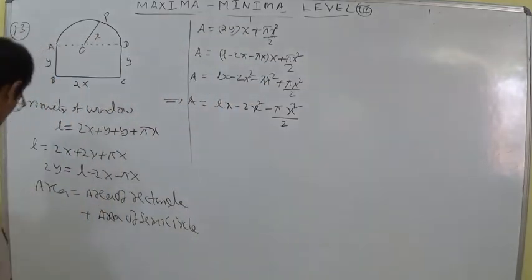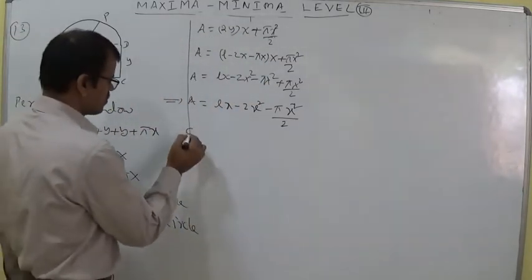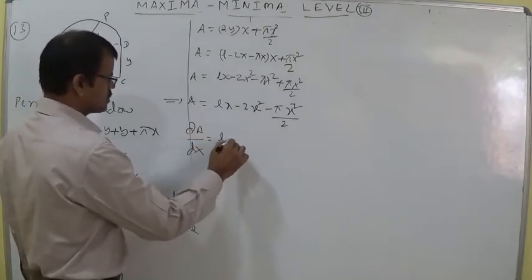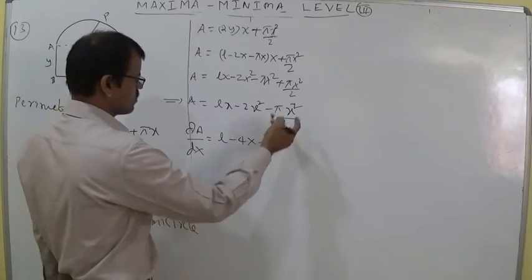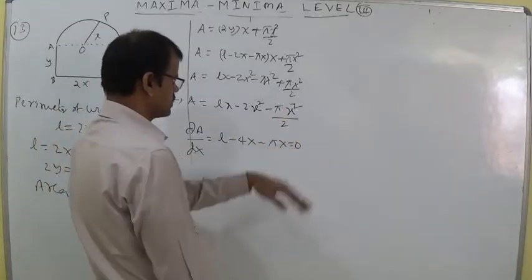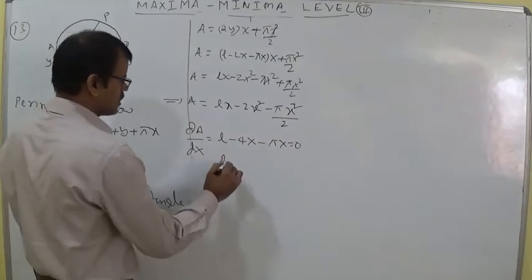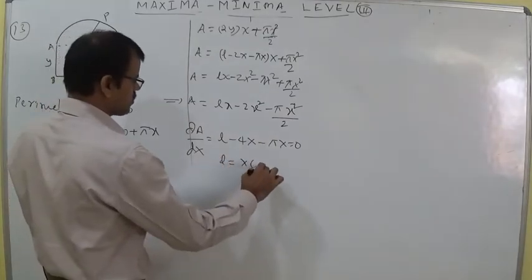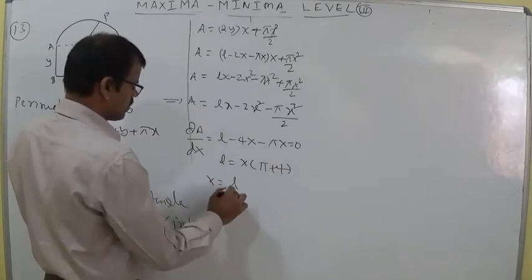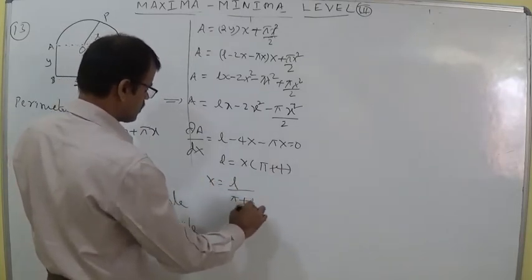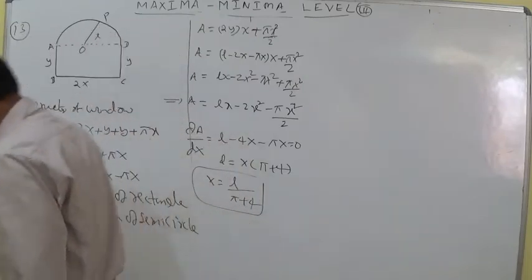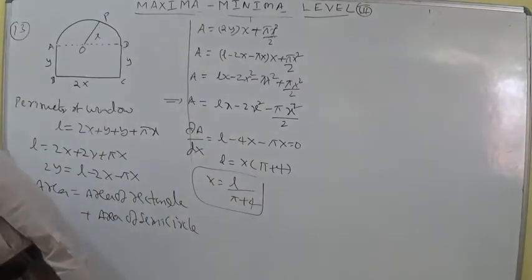To calculate whether the area is minimum or maximum, dA by dx is equal to 0. So L minus 4x minus pi x, 2 get cancelled, 2 pi x and 2 get cancelled. You can write here L is equal to x into pi plus 4. So x is equal to L by pi plus 4. Using this one, he is asking the area, the maximum area he is asking.